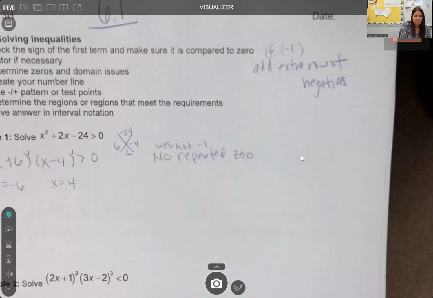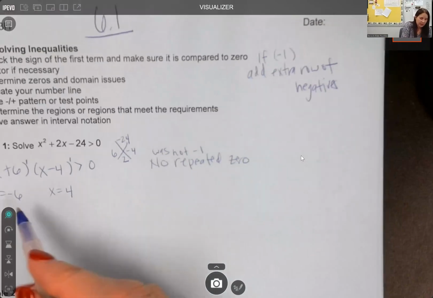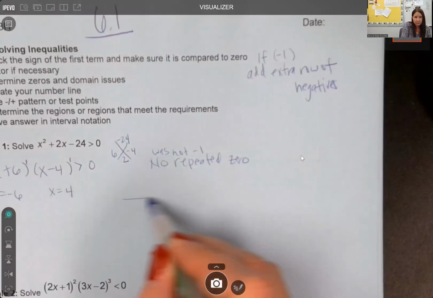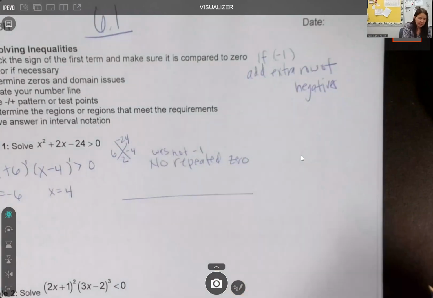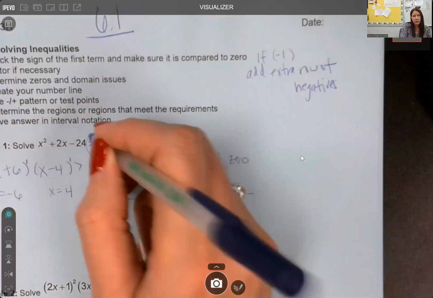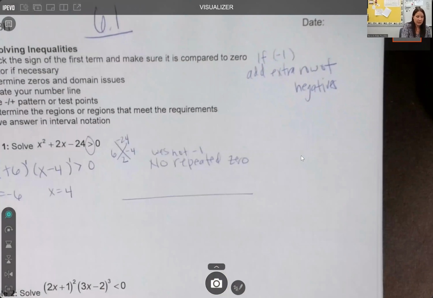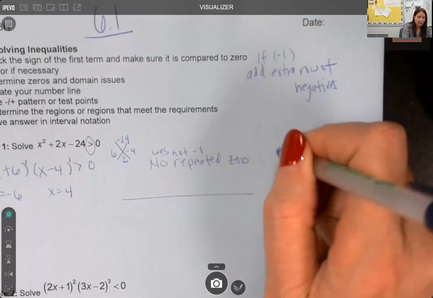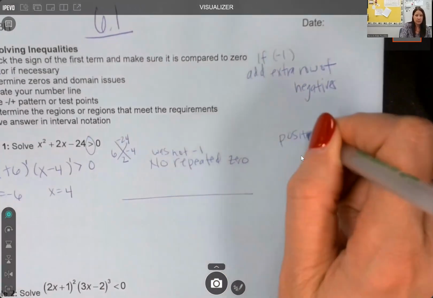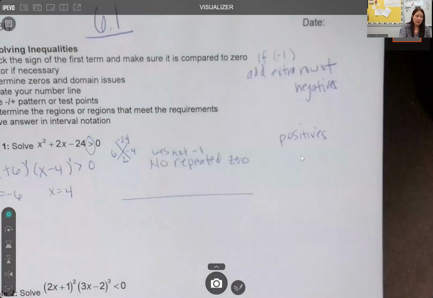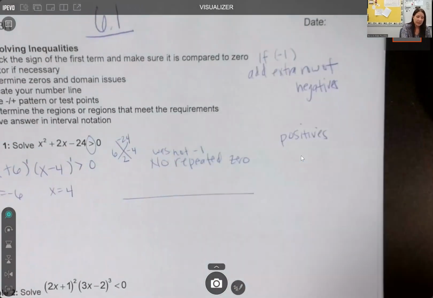So now that I have my two numbers, -6 and 4, I'm going to make a sign chart. Now I want to notice if this is a greater than or less than. So this is greater than, so I'm going to look for positives, okay, because it's greater than. And then it's not equal to.